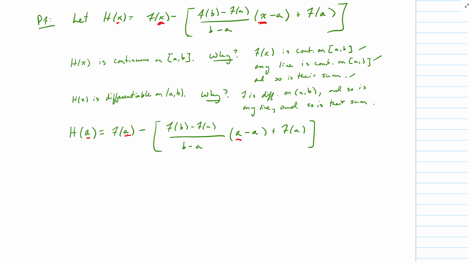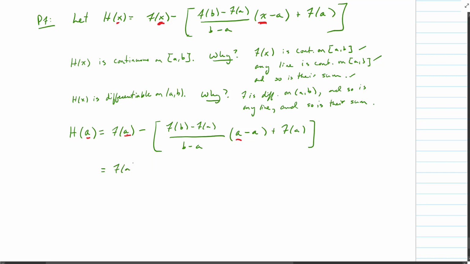And look what happens. Everything kind of collapses in on itself. We're left with f of a, and then notice that we have a minus a, which gives us 0. So this entire expression just zeroes out. So we got 0 plus f of a. But look what happens here. We get f of a minus f of a. The result there is 0.